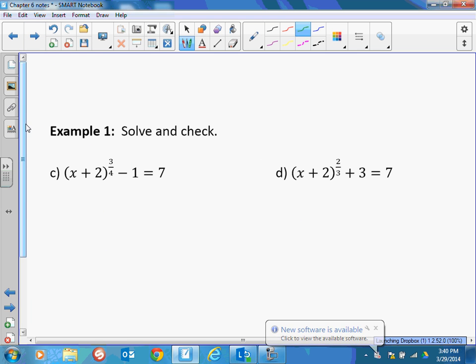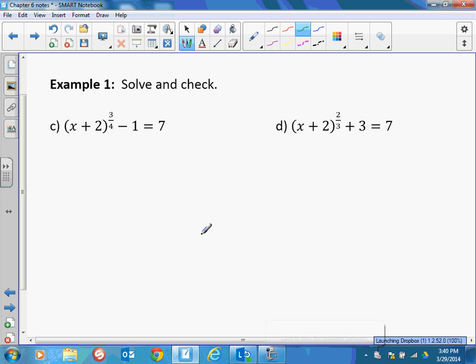Okay, so on this one, C, we have to do something we have to do on the other ones. We have to isolate the radical, or in this case, the parentheses with the exponent that's a root. So the first thing we have to do is add 1 to both sides. We get x plus 2 to the 3/4 power equals 8. The next step, when we talked about this in 6.4 a little bit, is when you have something to the 3/4 power, how do you get rid of it? Well, you raise it to the power of the reciprocal. What's the reciprocal of 3/4? It is 4/3. So we're going to raise to the power of 4/3 on both sides.